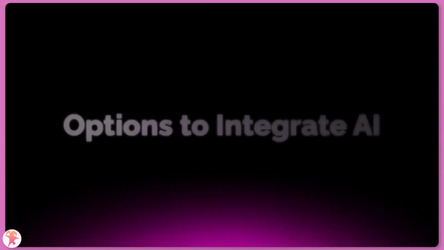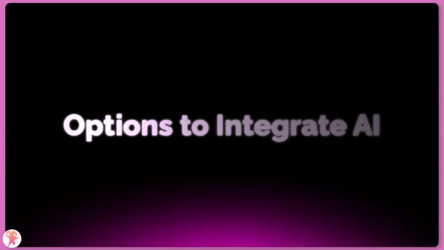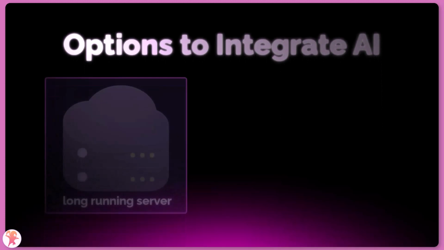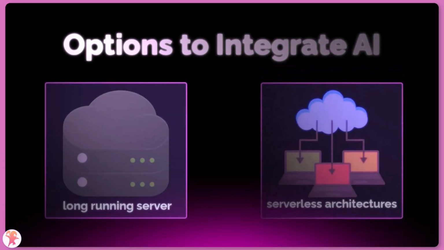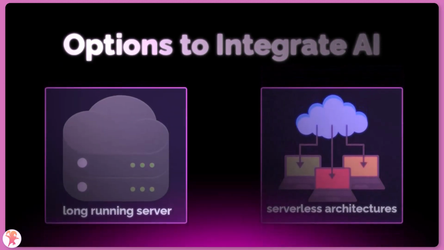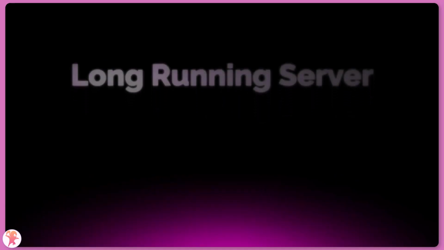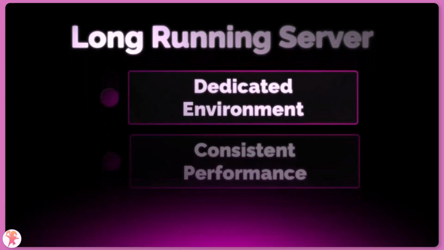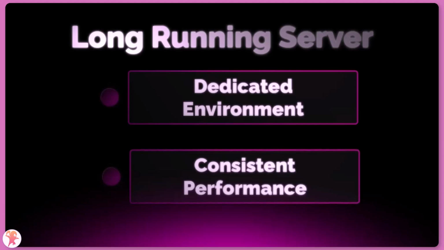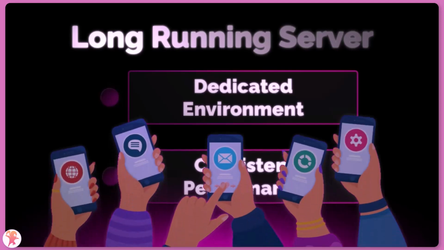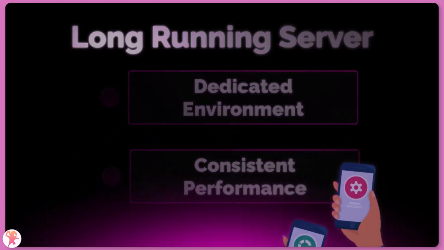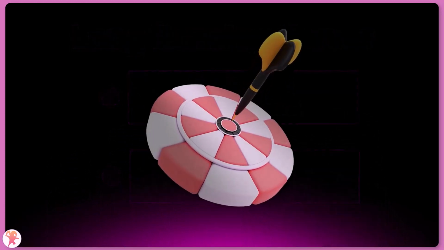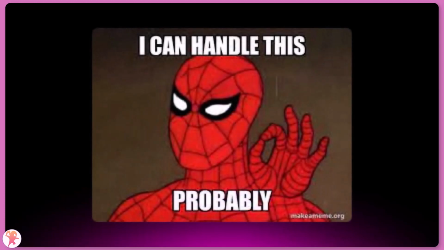When integrating artificial intelligence inside your application, there will be two main options: long-running server and serverless architectures. So when should you use one or the other? Long-running servers are best suited for applications that require a dedicated environment and consistent performance. For example, if you're building a high-traffic AI application that requires a lot of computing power and memory, a long-running server is the way to go. These servers provide a stable environment and can handle large amounts of traffic for things like data processing.